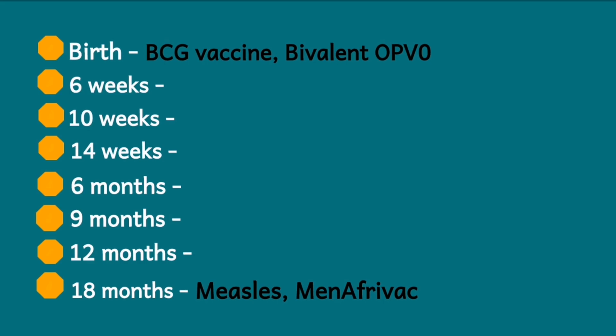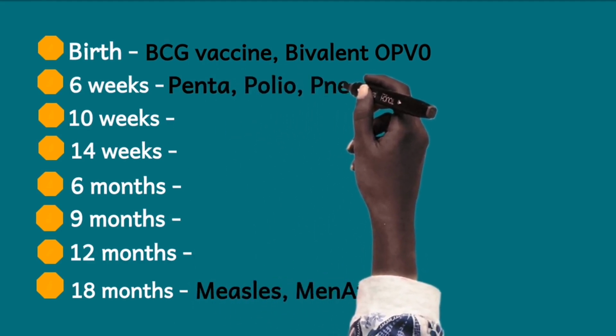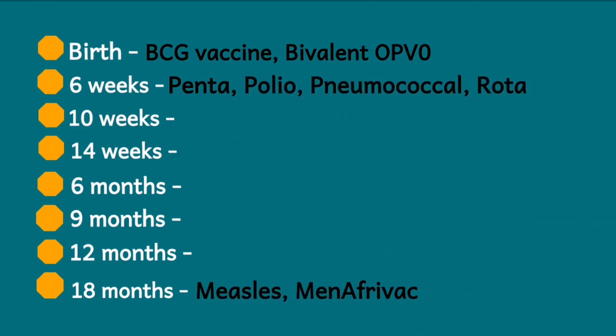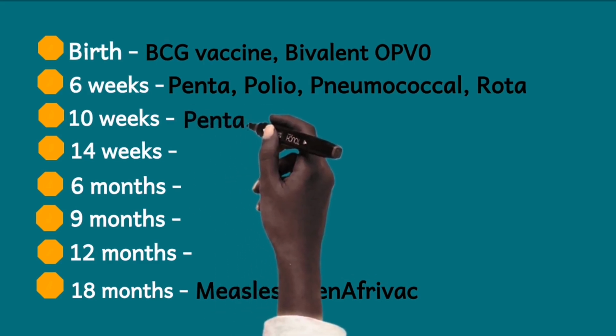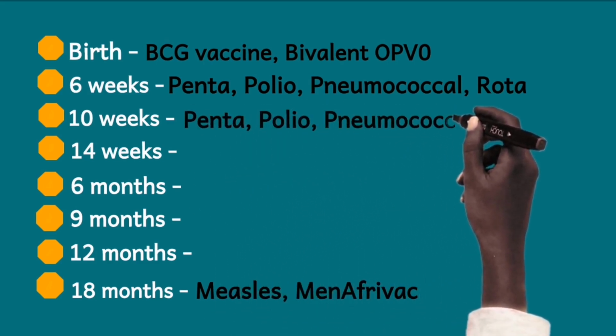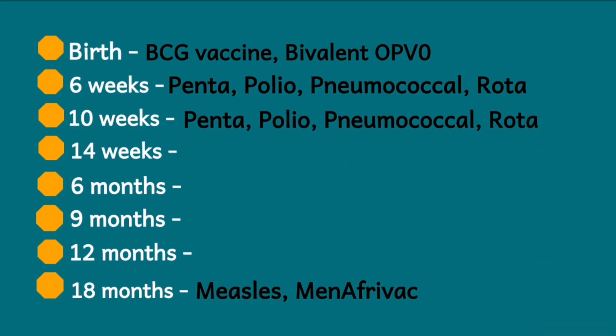And she said that she noticed that all the timelines in the week category have the same vaccinations. And so she said that all those vaccines can be remembered by the abbreviation 3PR. The first P stands for Penta, second P, polio, next P, pneumococcal, and R for rota. And so for 6 weeks, we have Penta, polio, pneumococcal, and then rota. For 10 weeks, the same thing: Penta, polio, pneumococcal, rota. The 14 weeks, Penta.